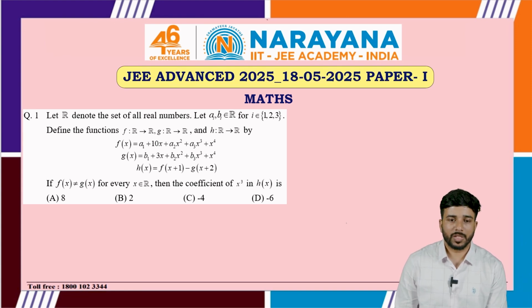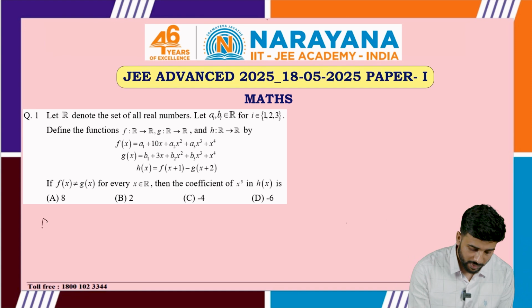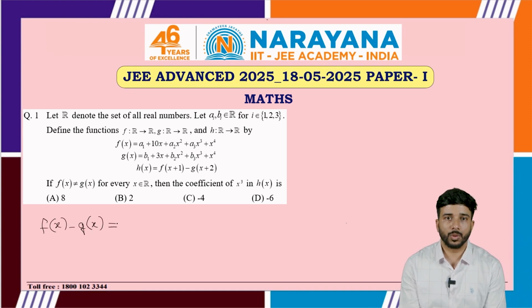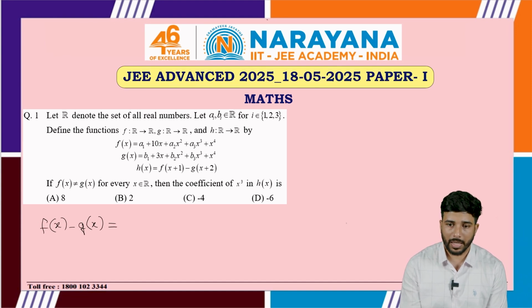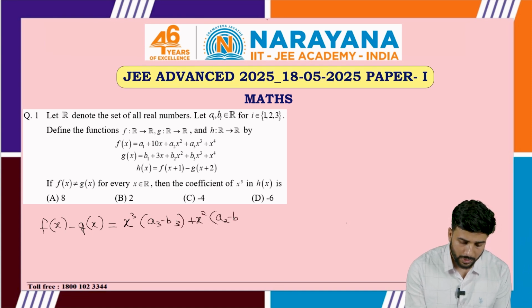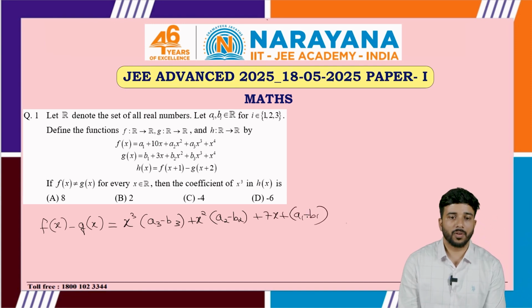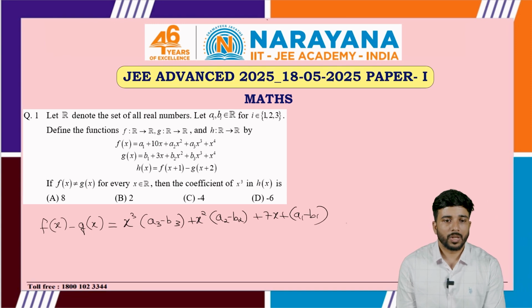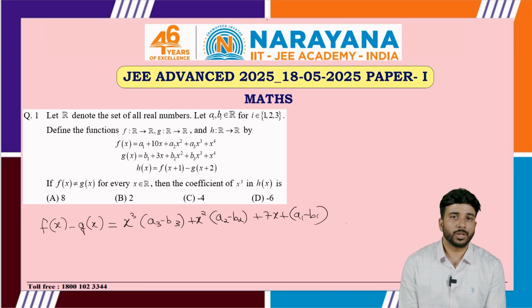So let us calculate f of x minus g of x now. When we do, we can notice that the coefficient of x power 4 is getting cancelled. x cube into a3 minus b3 plus x square into a2 minus b2 plus 7x plus a1 minus b1. We will get it as f of x minus g of x. Now we're saying f of x minus g of x shouldn't have any real roots in x belongs to R. But if it's a cubic equation, there will definitely be a real root. So for it not to be a cubic equation, the coefficient of x cube must be equal to 0.